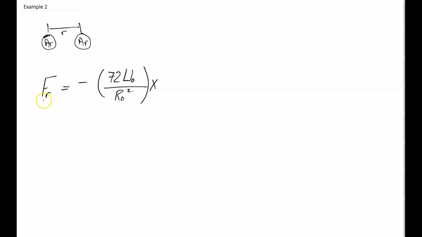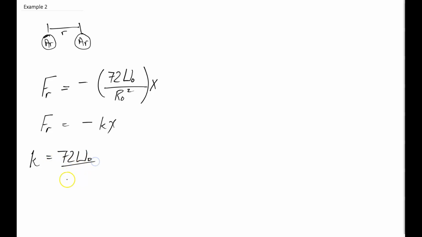And if you look at this and you consider that the equilibrium distance and the potential energy at equilibrium are constants, then this is just another form of Hooke's law, where you have a function equals some constant times x. So we can treat this as F_r equals some negative kx, and say that k then is equal to 72 u naught over r naught squared.